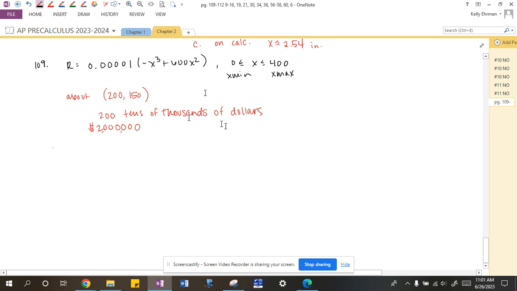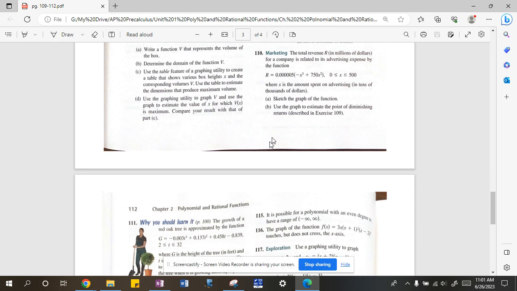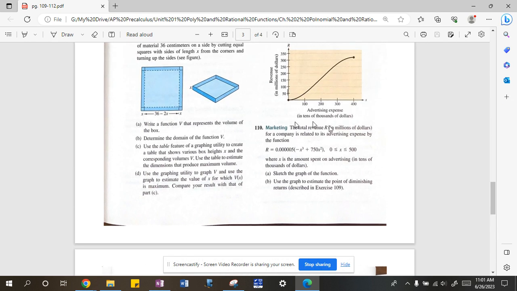Okay, and we didn't really need the function because they gave us the graph there. 110 says to sketch the graph, so I'm not going to copy all of this down, but it says the total revenue in millions of dollars for a company is related to its advertising expense. So here's the revenue function, again with a specified domain. X is the amount spent on advertising. Sketch the graph. Do that in your calculator. Practice fitting the window. So X min is 0, X max is 500, and then you choose zoom 0 for zoom fit, and it should show you a nice graph.